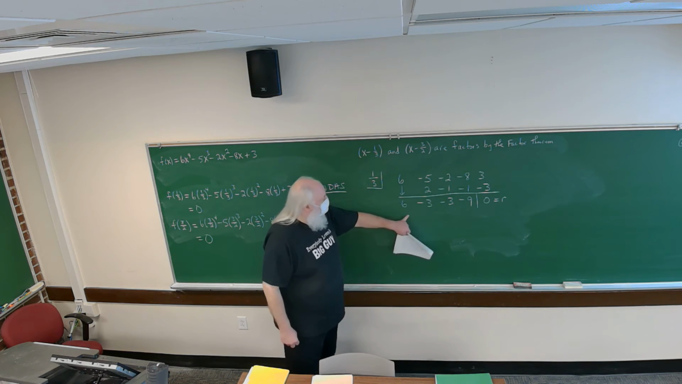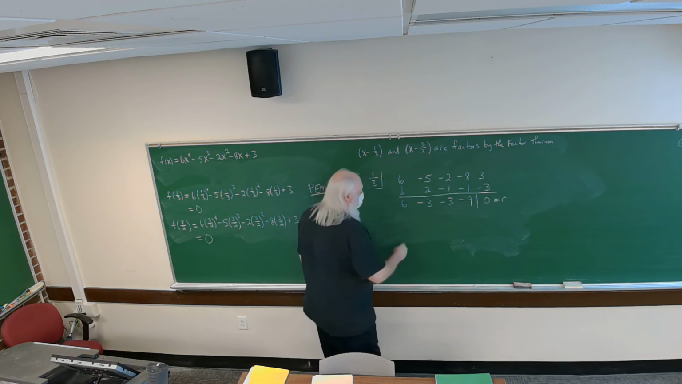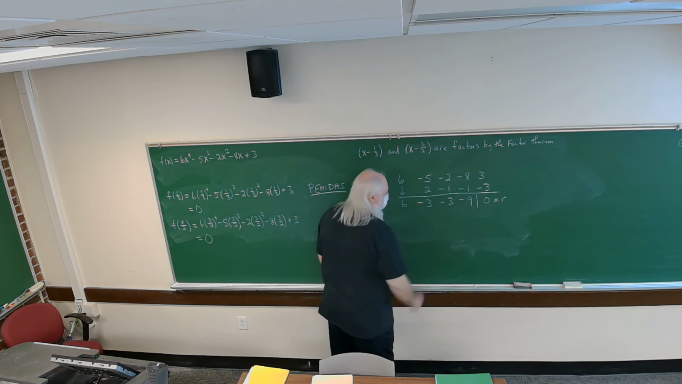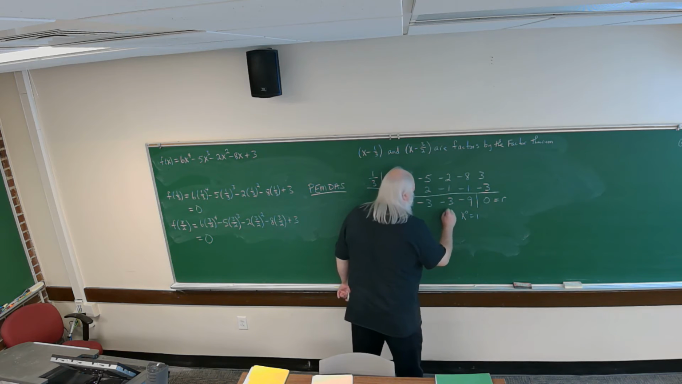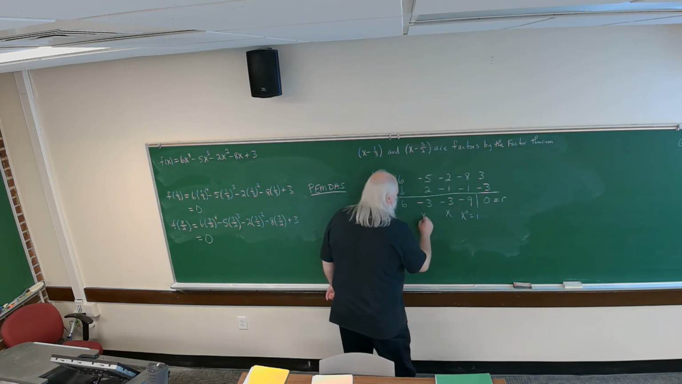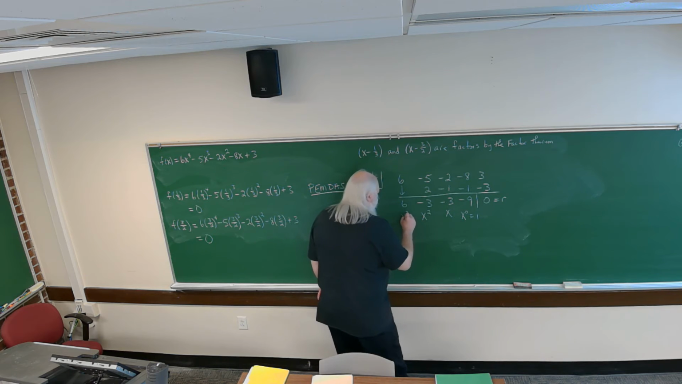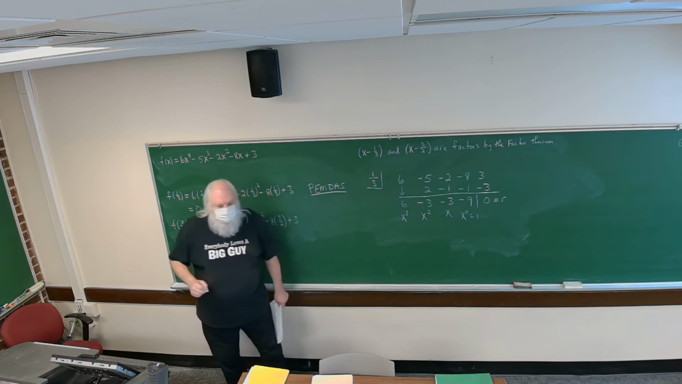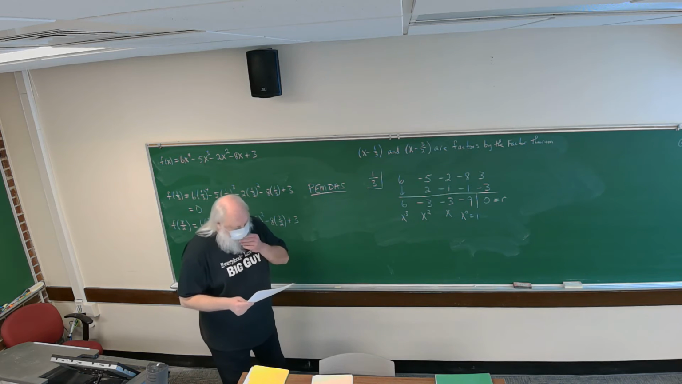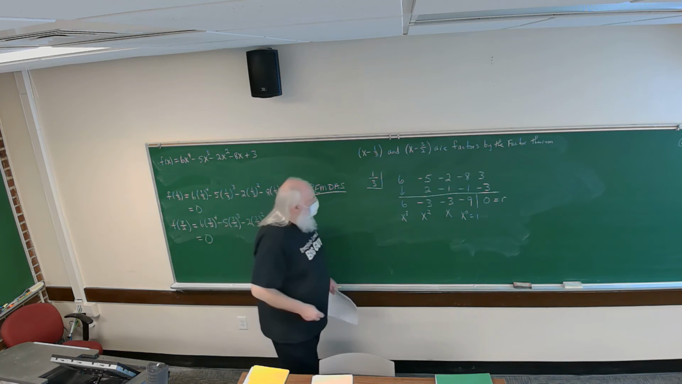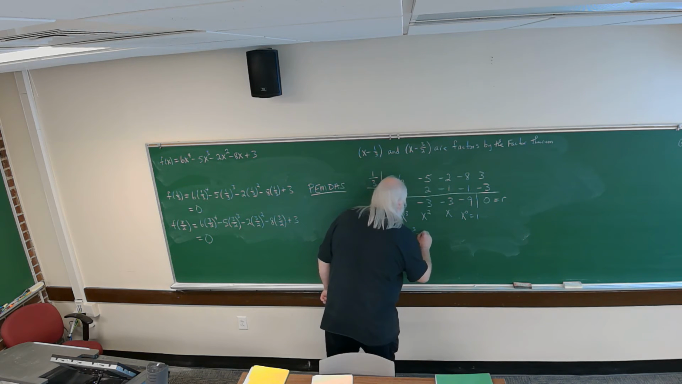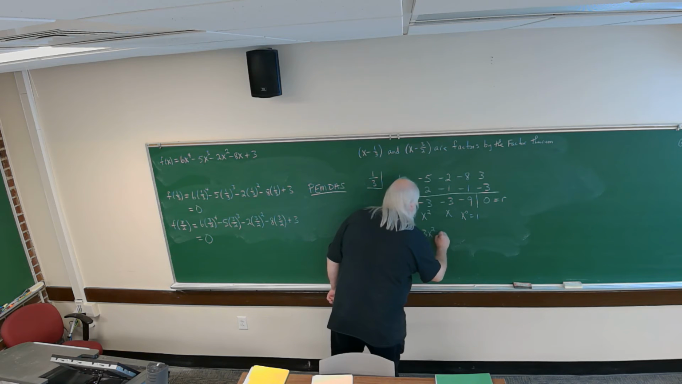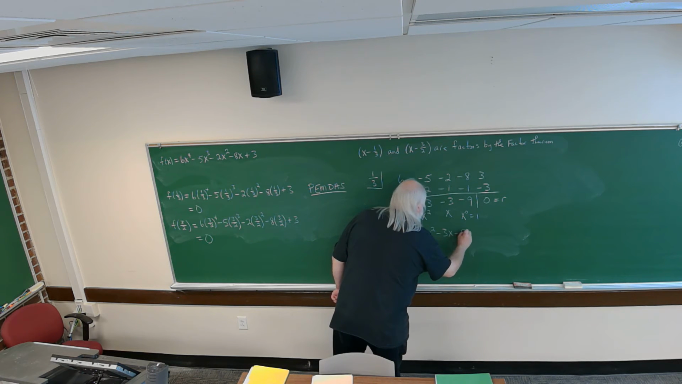So the quotient from our synthetic division, right? These are the coefficients of the quotient. Start going from right to left. Minus 9 goes with x to the 0, which is 1. Minus 3 goes with x. This minus 3 goes with x squared. 6 goes with x cubed. So the quotient from this synthetic division is 6x cubed minus 3x squared minus 3x minus 9.